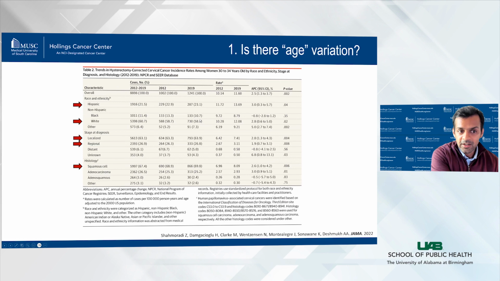We further stratified incidence trends among women in their early 30s according to race, ethnicity, stage at diagnosis, and histology. These findings are important because the race and ethnic groups that are seeing a rise in cervical cancer incidence are Hispanic and non-Hispanic white. These two groups, Hispanic women and non-Hispanic white women, are seeing a 3% per year increase in cervical cancer incidence. The increase is also concerning because we're observing a rise in incidence for both localized and regional cervical cancer.